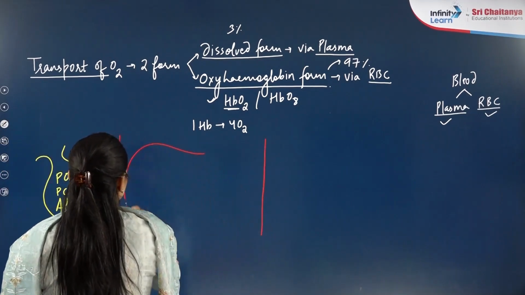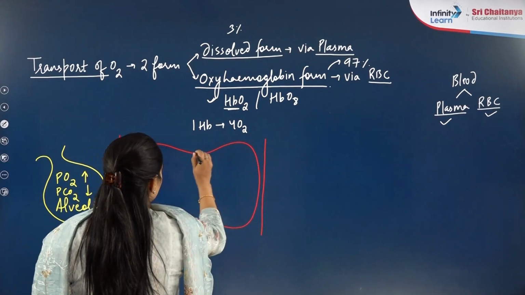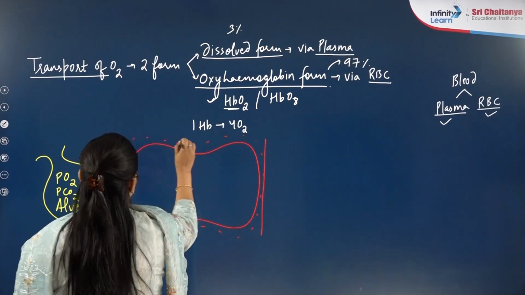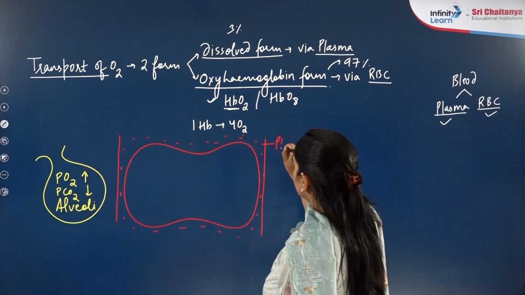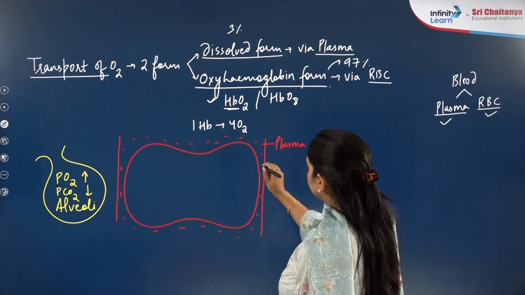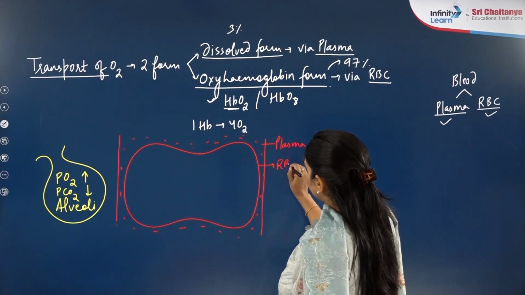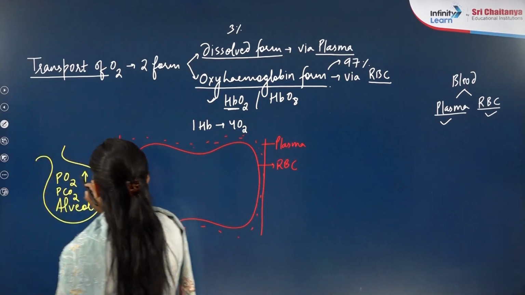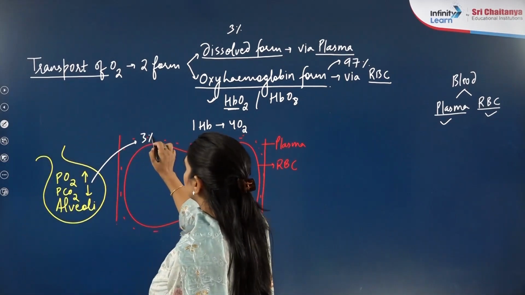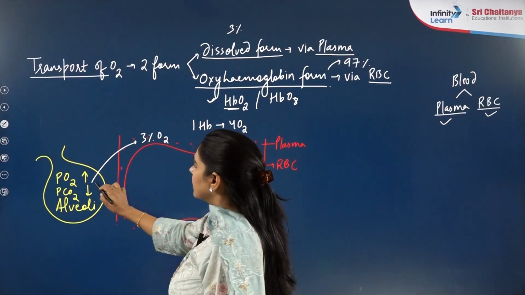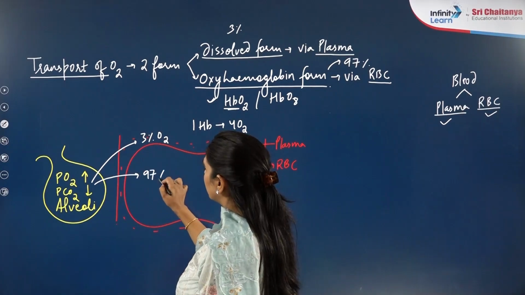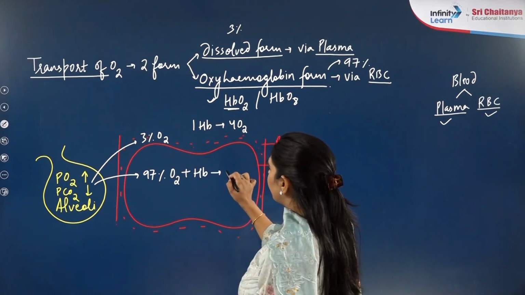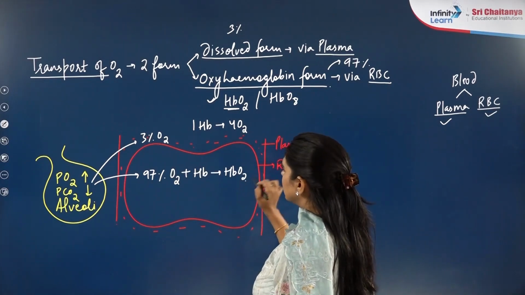Near the alveoli, let us suppose this is the blood vessel. In the blood vessel, let us suppose this is the RBC. And here is the plasma, the fluid part of blood. So you can see plasma here and you can see RBC here. How much O2 will come into the dissolved form? 3% O2. The rest of the 97% O2 will come, meet hemoglobin and form oxyhemoglobin.